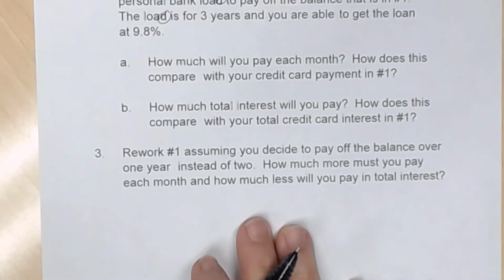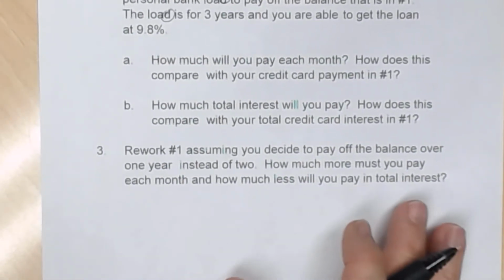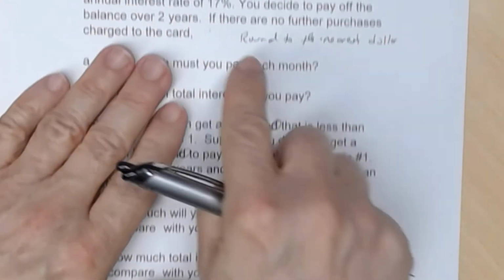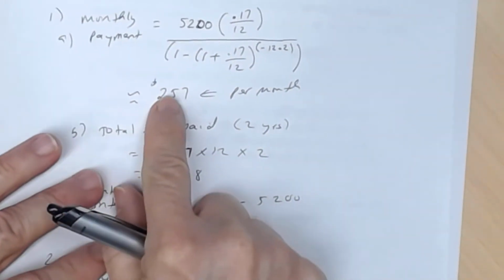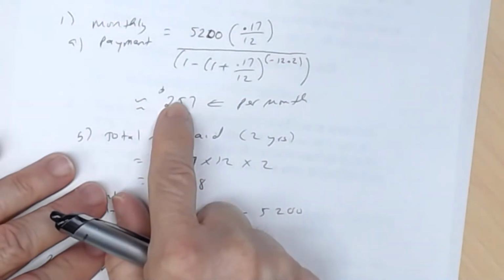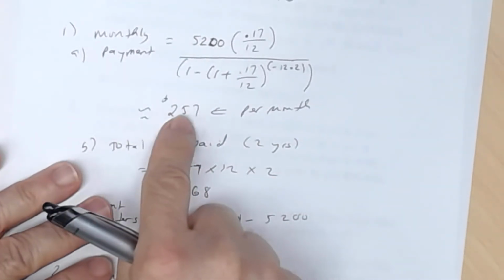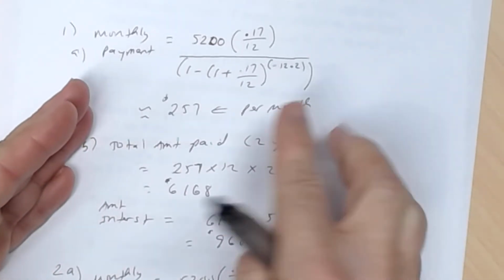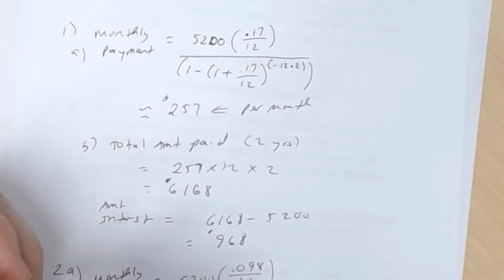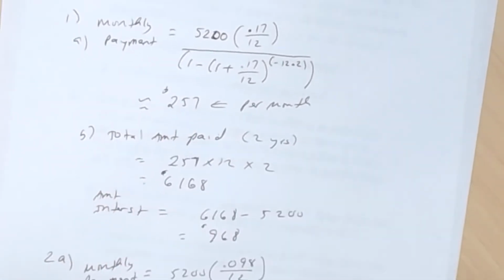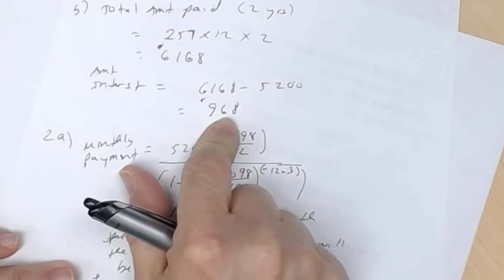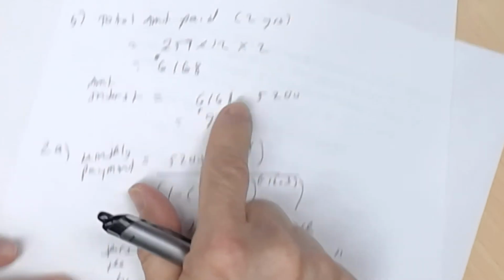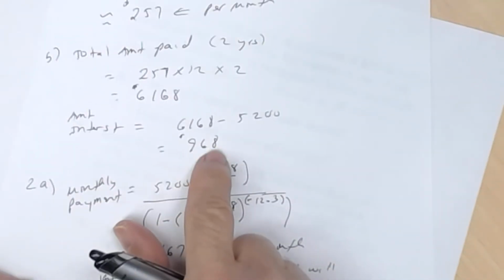So number three says, redo number one, assuming you decide to pay off the balance over 1 year instead of 2. All right, now I hope you realize that this amount was per month over 2 years, right? So if you decide to pay this whole amount in 1 year, what do you think is going to happen to your monthly payment? Well, that's going to be a lot more, isn't it? But what do you think is going to happen to this? That will be a lot less. Well, I wouldn't say a lot, but it'll be less. So let's see if it's a lot, though. Okay? So this is obviously going to increase, and this will decrease.